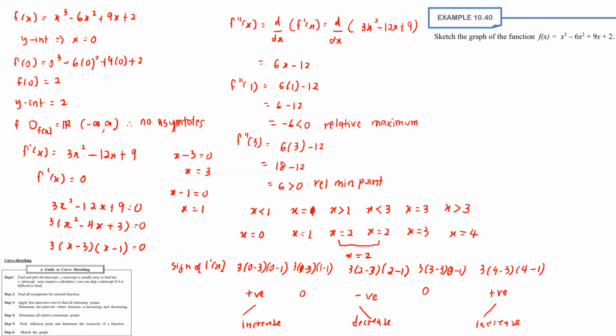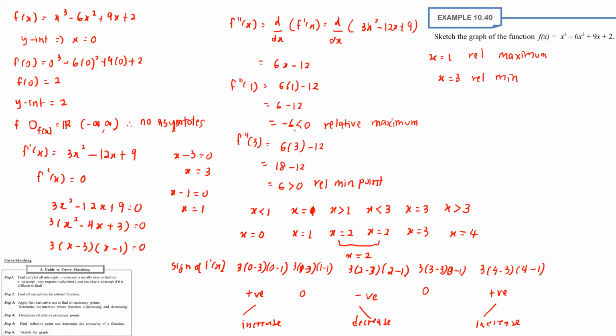So from the result, we see that x equal to 1 and x equal to 3 are stationary points of f, because f prime is equal to 0. Furthermore, f prime x changes sign from positive to negative, and negative to positive. So this means x equal to 1 is a relative maximum, and x equal to 3 is a relative minimum.